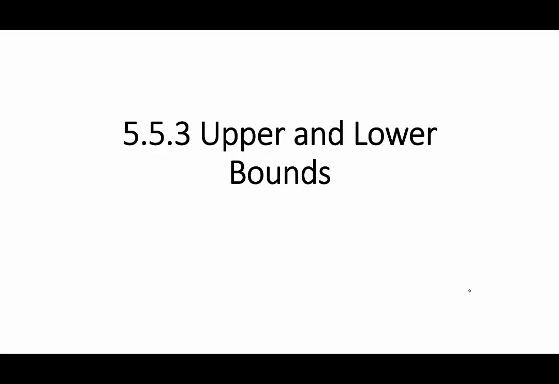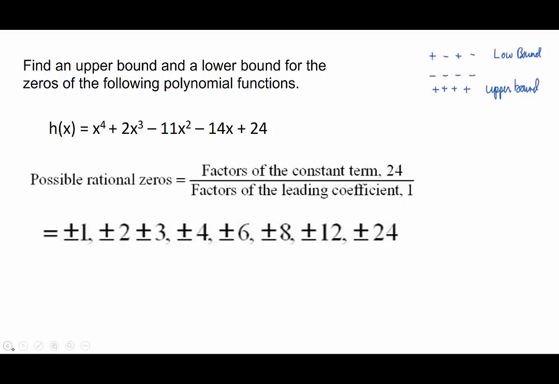Finding the upper and lower bounds for a polynomial. The first thing we do is we find our p's over q's. Our p's are all the factors of 24, and our q is 1. So basically we're taking all the factors of 24 and dividing it by 1. So we get plus or minus 1, plus or minus 2, and so on.